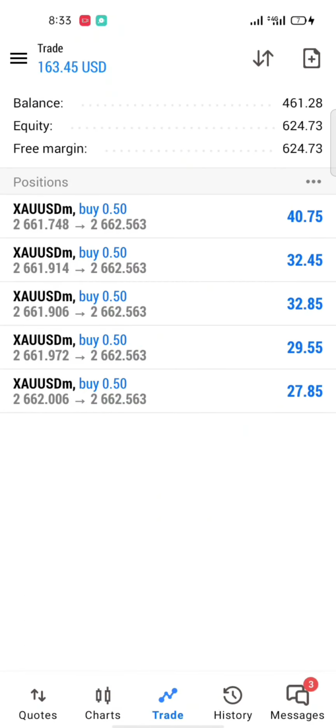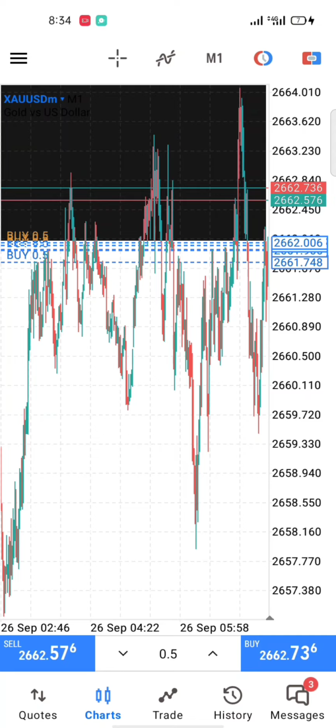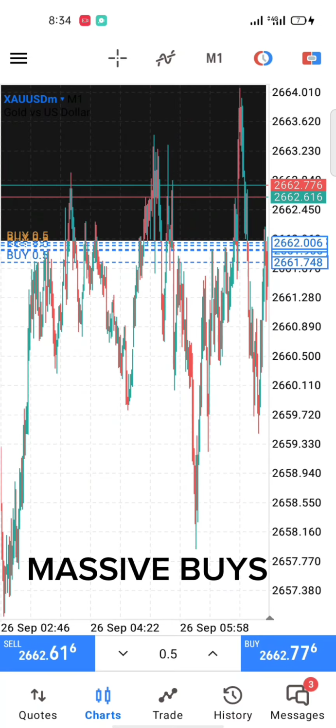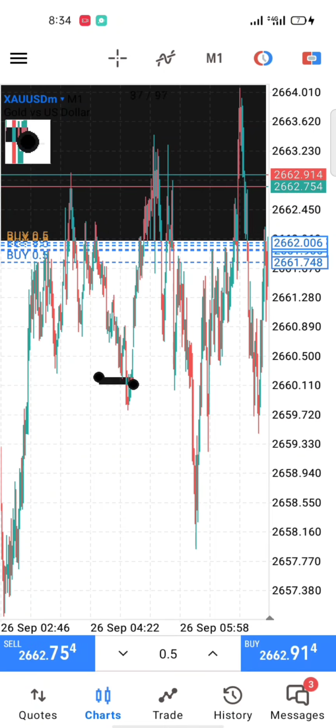We're currently in profit ASAP. Immediately we entered the trade, we're up in profit. This is giving us profit at this point. I'm betting massive buys from this point. A lot of people may be thinking the trade will sell, but I'm seeing massive buys at this point.